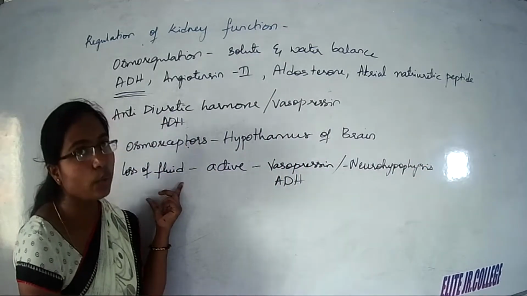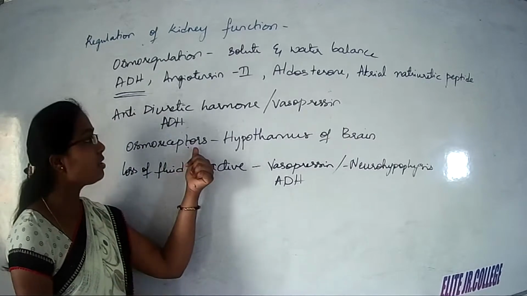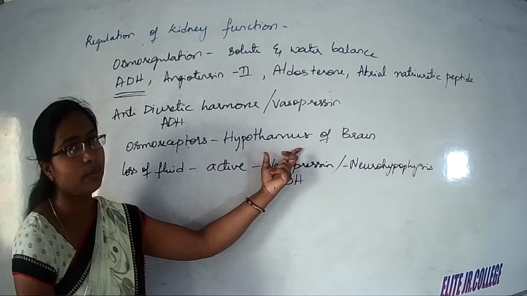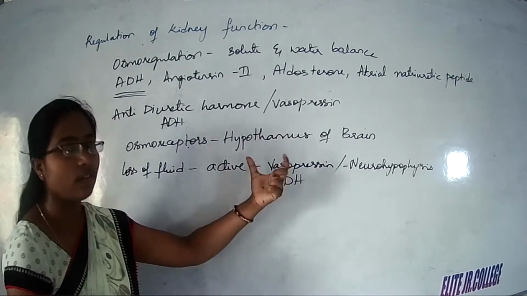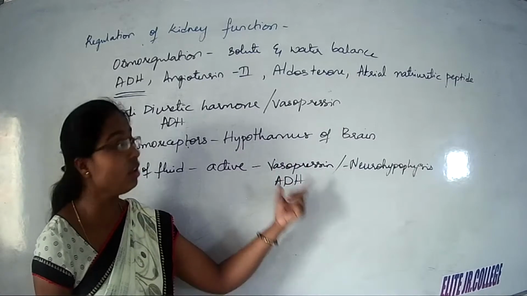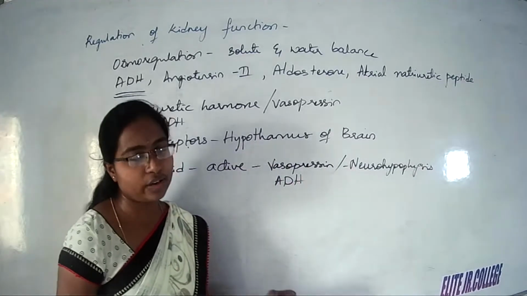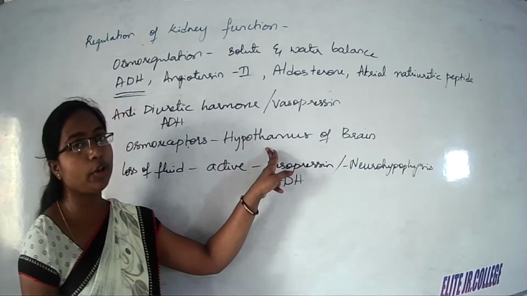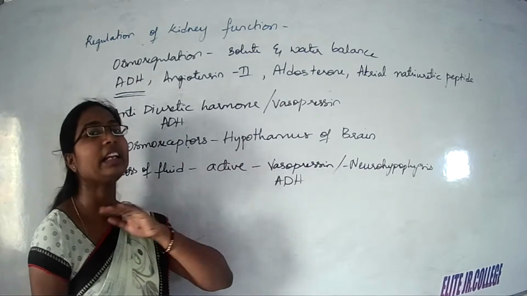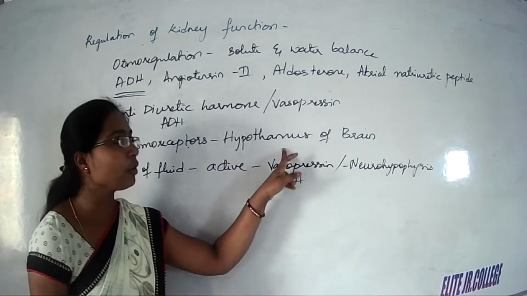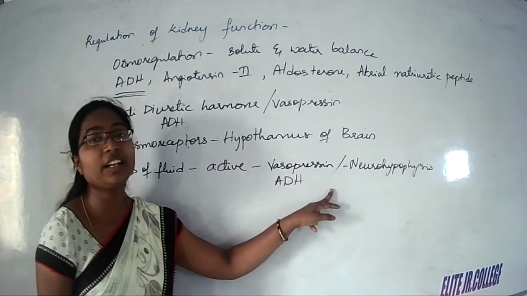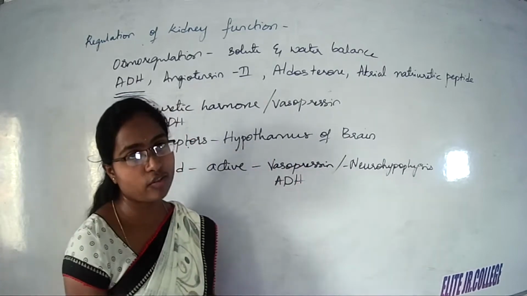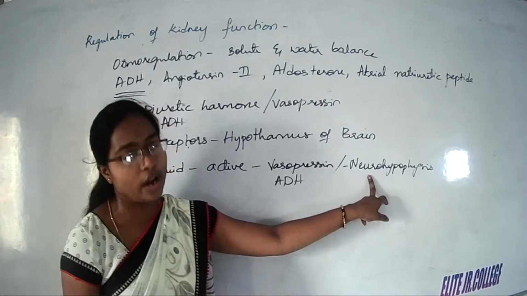Let me make it clear, one thing here. Whenever there is loss of fluid in the body, the osmoreceptors are going to become active. They are going to stimulate the hypothalamus of the brain to cause the release of vasopressin or anti-diuretic hormone through the neurohypophysis. So the hypothalamus is going to produce the anti-diuretic hormone, but it is not going to secrete it. It is going to be secreted through the neurohypophysis.